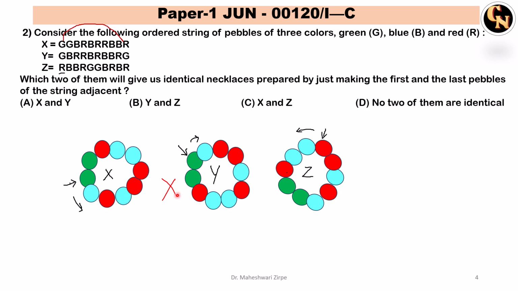After two red, there is one blue. There is one blue. Then there is one red. Yes, there is one red. After red, there is blue. There is blue. Then two green. Two green, then red, then red.